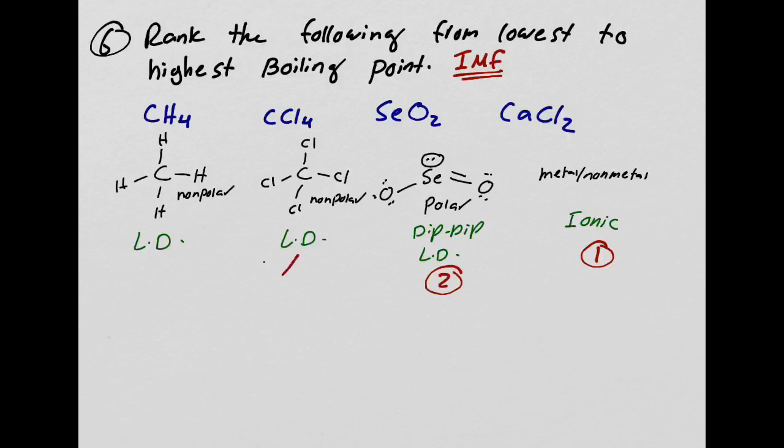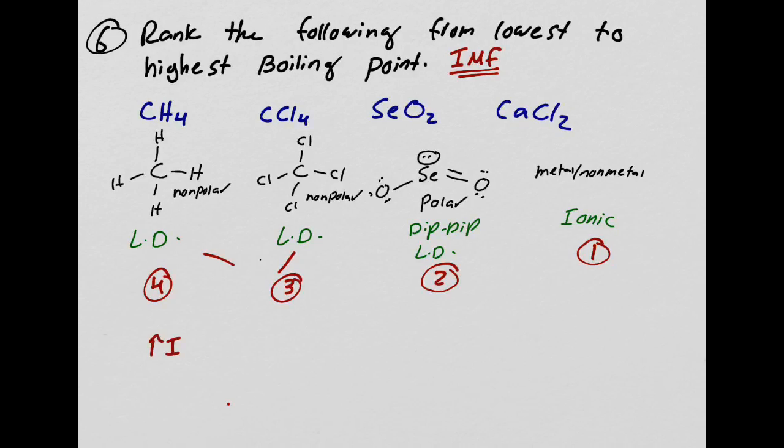Now between these two, we talked about that. The one that has a higher molecular weight, higher total number of electrons, is going to have a higher London dispersion, which would be CCl4, because then you have a higher chance of temporarily having a temporary dipole. Now, here's my IMF. If the IMF goes up, I would have a higher boiling point.